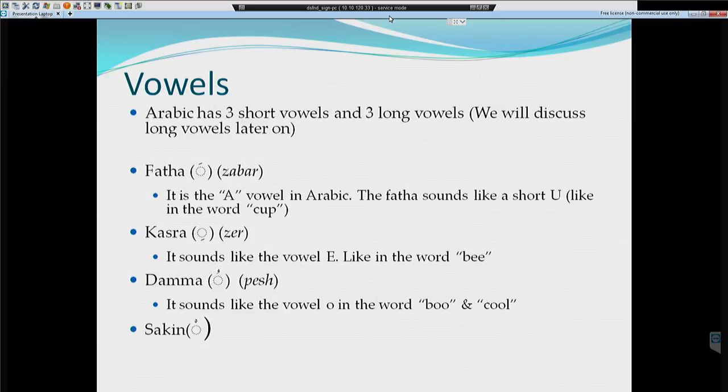And there's a sakin. The definition of sakin is adamul haraka, which means that if a letter does not have a fatha, kasra, or dhamma, then it must have a sakin. It has to have one of these four. So if it doesn't have a fatha, kasra, or dhamma, then it has a sakin.